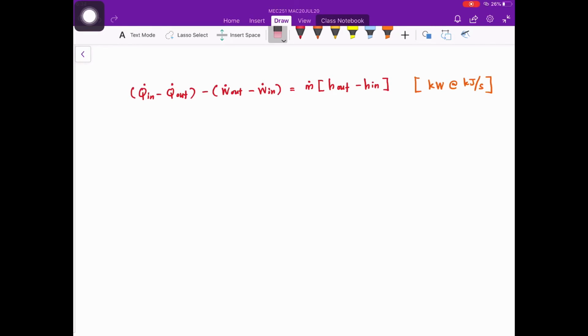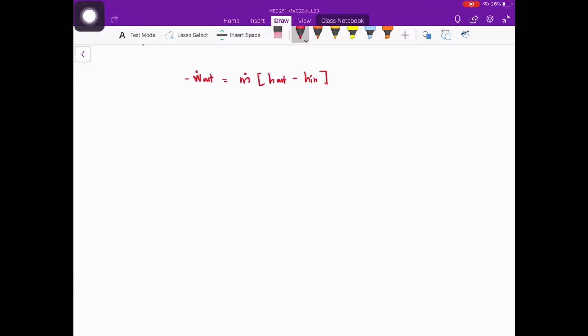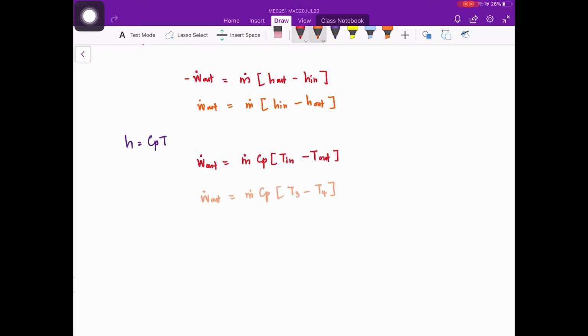From the steady flow energy equation, SFEE, since the process is adiabatic and the turbine is producing work W out, the steady flow energy equation now becomes this expression. For ideal gases, the enthalpy is equal to Cp times T. Thus, for our case, the equation can become this expression.